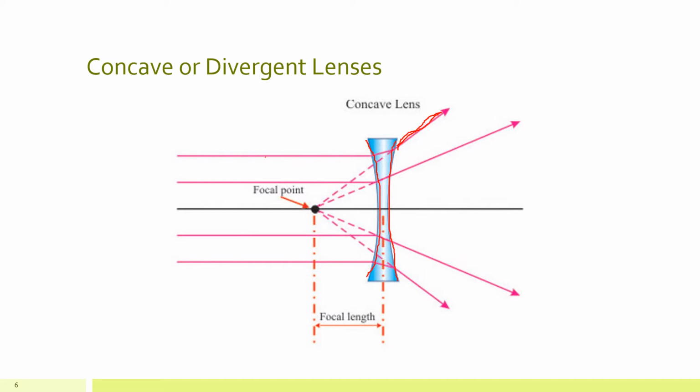We find the focal point on the same side of the object that the light is coming from. So if our object is somewhere over here and all the light rays are coming perpendicular to our lens, we find our focal point by tracing the new angle on the other side of the lens all the way back to where they all converge on the same side of the lens as the object. And that is our focal point for a concave or divergent lens.